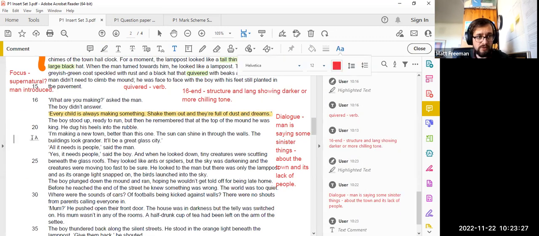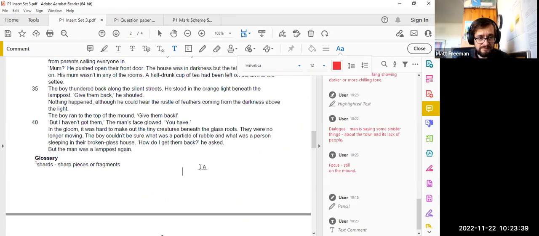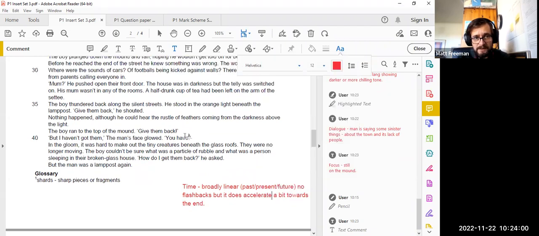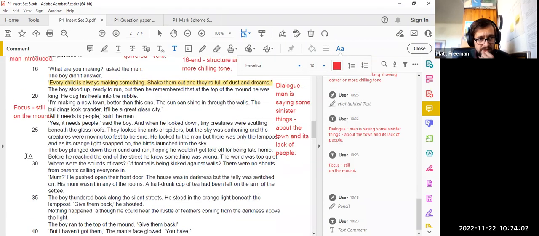All of this is still on the mound. So focus, still on the mound. And the time seems to be broadly linear. So, you know, past, present, future, no flashbacks, but it does accelerate a bit towards the end. Okay, so it sort of speeds up a bit towards the end, but we'll get onto that. Okay, and then moving on, we have a bit of a look here.